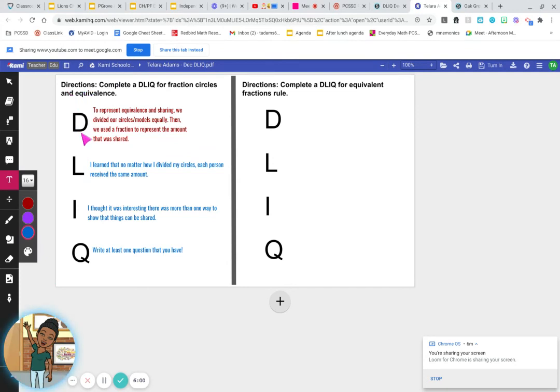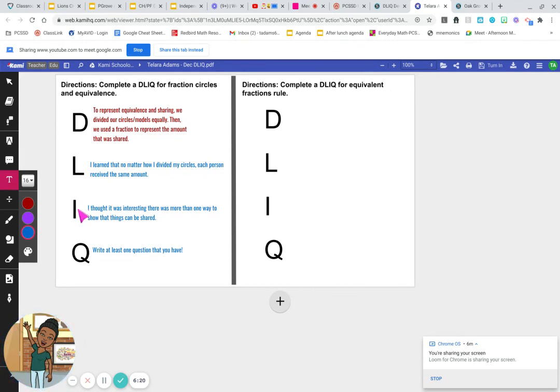To represent equivalence and sharing, that was our do. D stands for do. What did we do? L stands for learned. What did you learn today? Or what refreshed your memory? Maybe you knew it, but hey, this lesson today helped you remember.